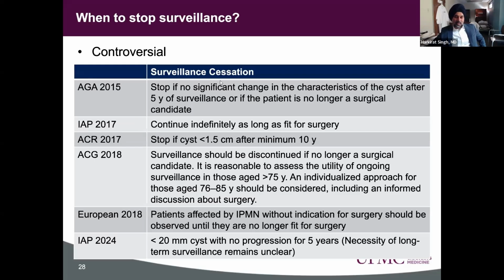And this is what is suggested by most guidelines. These are different guidelines, and I wrote the exact wording they use on when we should stop surveillance. The consensus guidelines from 2017 said continue indefinitely as long as fit for surgery. There are American College of Radiology guidelines from 2017. They said for people less than 65, if for 10 years the cyst has been less than 1.5 centimeters or 15 millimeters, you can stop. The ACG guidelines from 2018 said surveillance should be discontinued if no longer a surgical candidate, and it is reasonable to assess the utility of ongoing surveillance in those aged greater than 75.